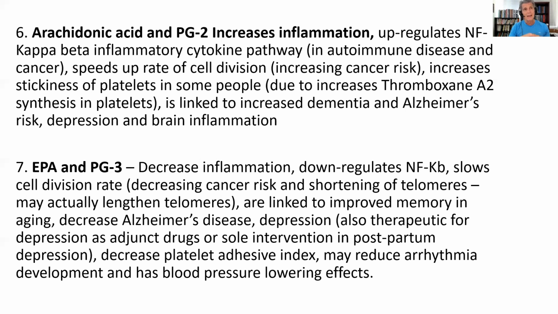Whereas eicosapentaenoic acid from fish oil directly gets converted into prostaglandin series 3. It has the opposite effect. It decreases inflammation, decreases the release of nuclear factor kappa beta, reducing inflammation and cytokine inflammatory reaction, and slows the rate of cell division, which slows aging, maintains telomere length at the end of your DNA, and is associated with less cancer risk.